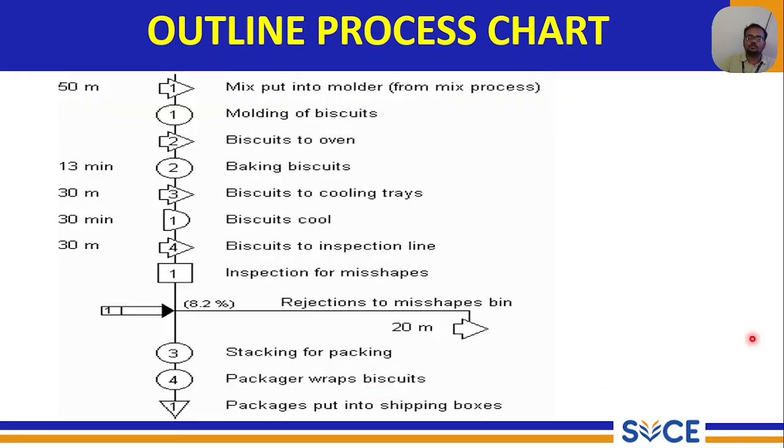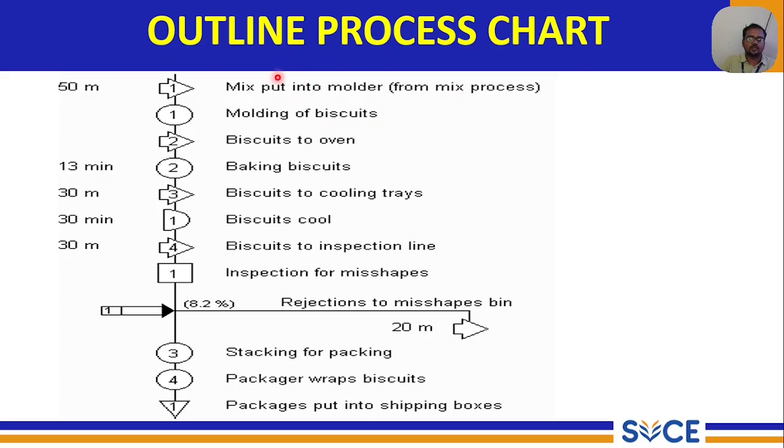An example of an outline process chart is shown here. This is an example we have taken related to the making of biscuits. First, we start with the process where the complete raw material is put into a mixer. Once that mixing process is done, then the molding of biscuits starts.